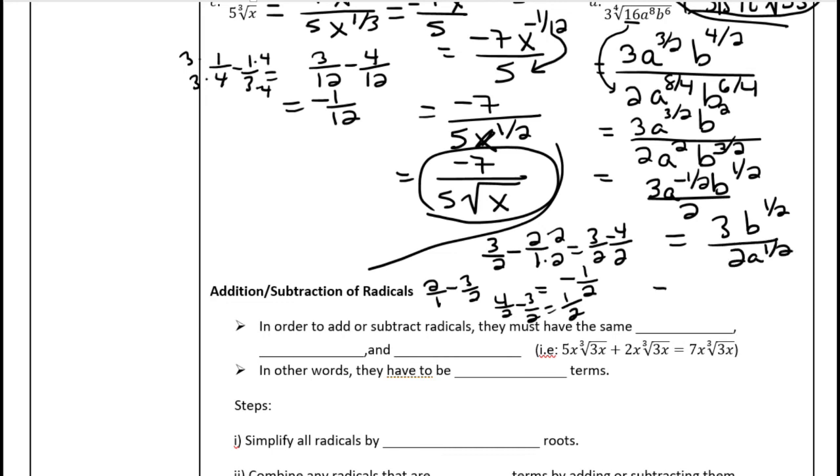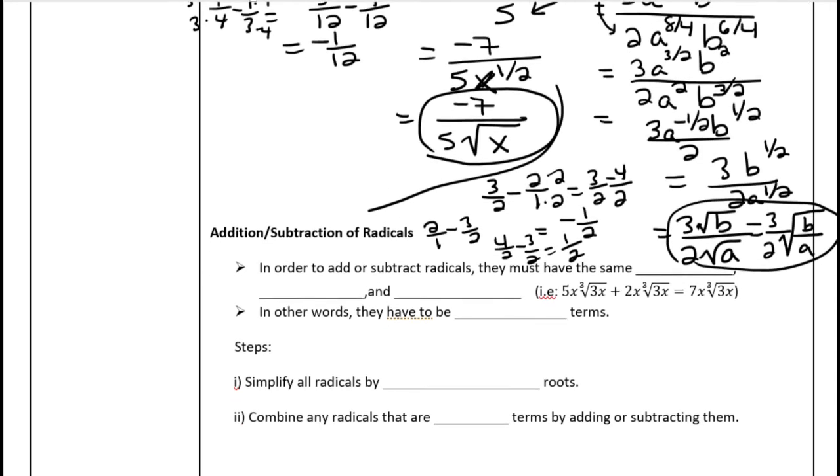All right, rewrite it as a radical. So b to the 1/2 is the same thing as square root of b, and a to the 1/2 is the same thing as square root of a. And if you want, you can rewrite this as square root of b over a and combine it under one radical. Either one is correct. All right, so they're both correct.